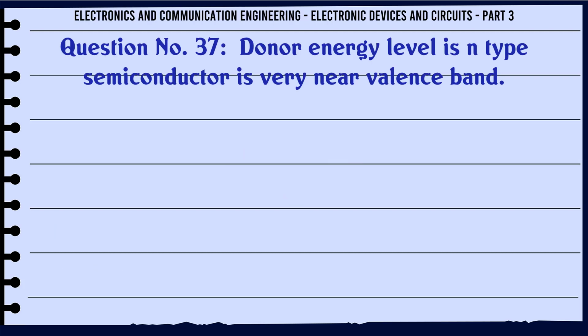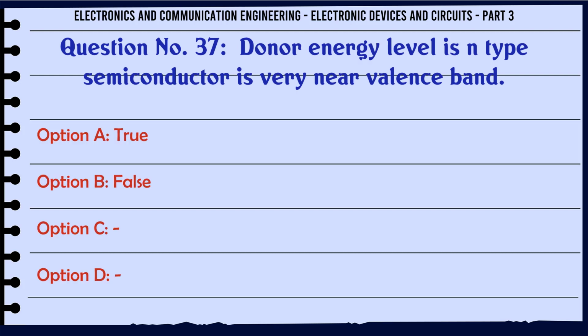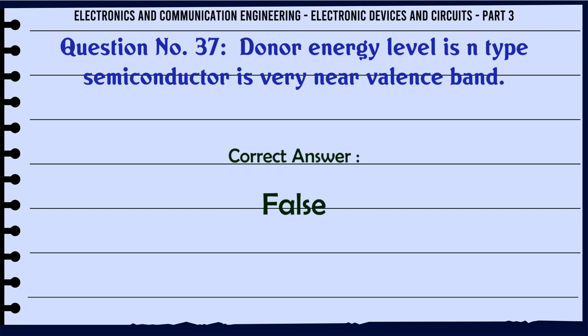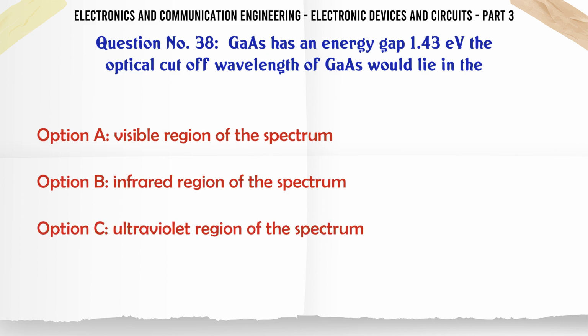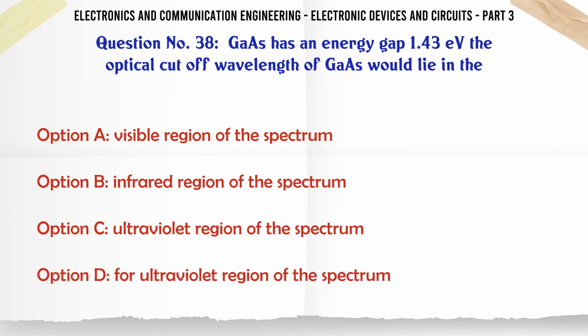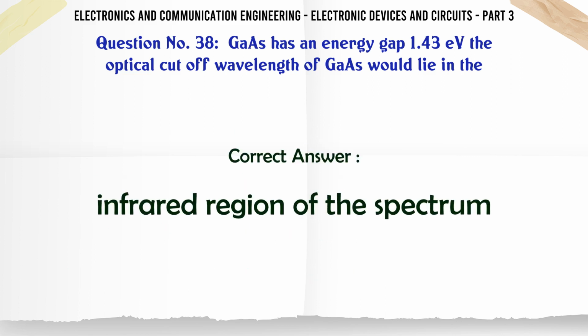Donor energy level in N-type semiconductor is very near valence band. A true, B false. The correct answer is false. GaAs has an energy gap of 1.43 eV. The optical cutoff wavelength of GaAs would lie in the: A visible region of the spectrum, B infrared region of the spectrum, C ultraviolet region of the spectrum, D far ultraviolet region of the spectrum. The correct answer is infrared region of the spectrum.